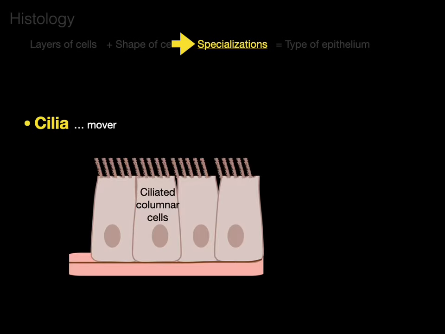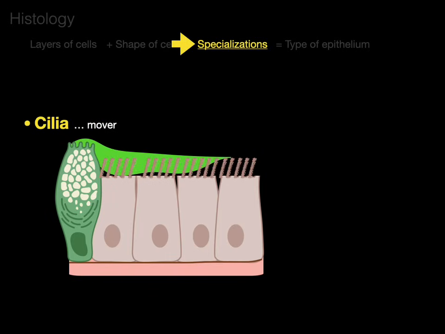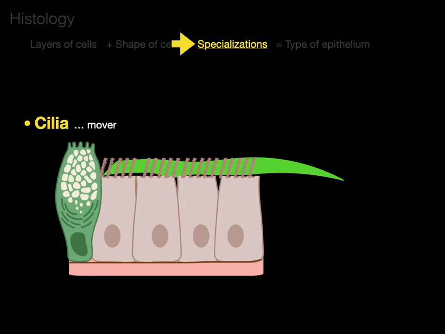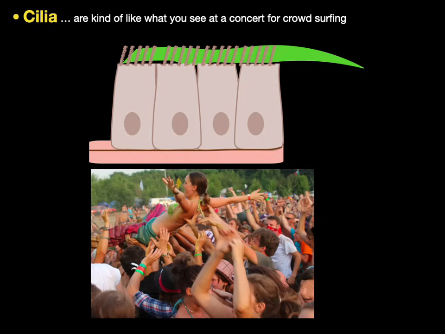Now, specializations of epithelial cells. If the cells have cilia, which are the movers, here we have ciliated columnar cells, and the cilia move. For example, if that's a goblet cell that's making mucus, watch what happens: the cilia are moving that mucus along the apical surface. Cilia are kind of like what you see at a concert for crowd surfing. You know how someone jumps in on top and everyone's arms move and the person floats on top. That's what cilia do, except with stuff like mucus. Lots of people with arms, lots of cells with cilia.